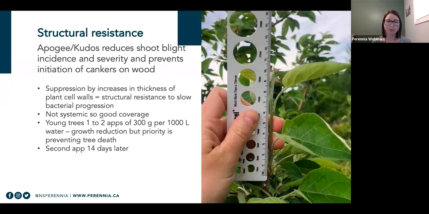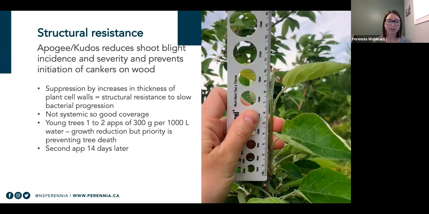So how this product works is it increases the thickness of the plant cell walls. You know how the bacteria is moving through those intercellular spaces and along the vascular tissue. Well, you're increasing the thickness of the cells that it's moving through and around, and that creates some structural resistance to slow that progression down. The product is not systemic though, so make sure you get good coverage of all of the plant tissues.